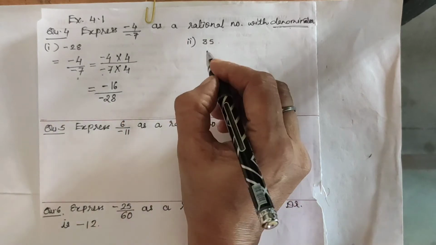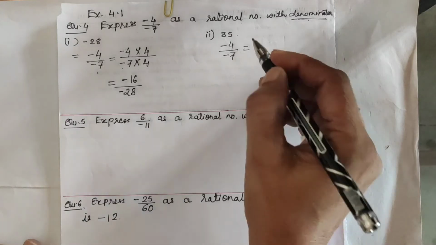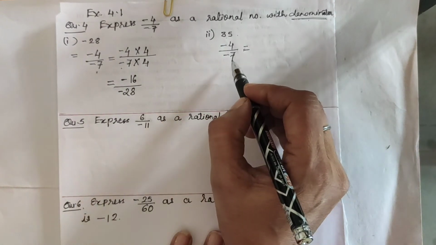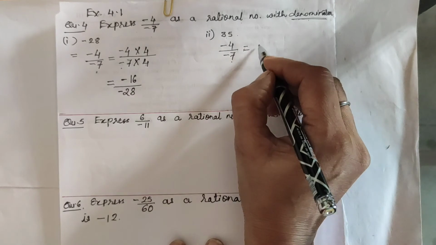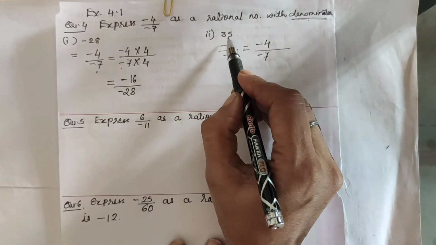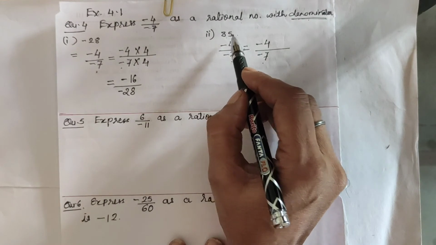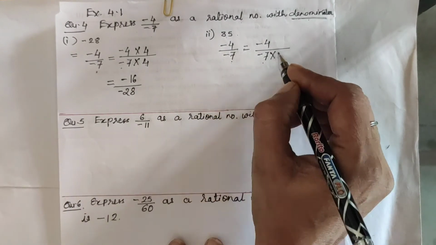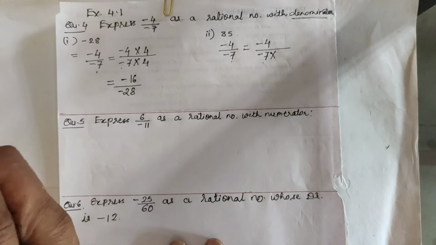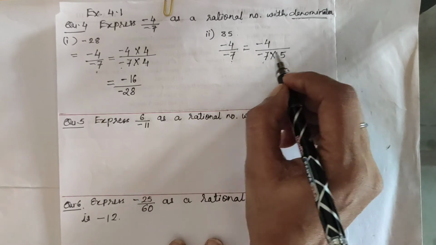Again, -4/-7, this rational number. Now the denominator you want as 35, and here the denominator is -7. So first you will write the given rational number as it is. Now again you can see the denominator is increasing. At first you have -7 and now you want 35. So remember, by what will you multiply? 7 ones are 7, 7 twos are 14, 7 threes are 21, 7 fours are 28, 7 fives are 35. So here 5.